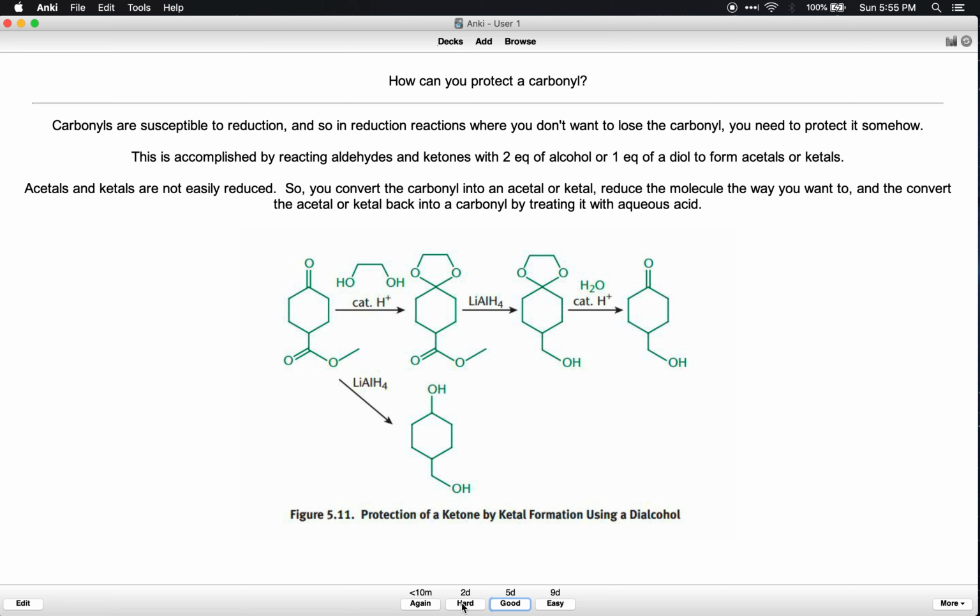Carbonyls are susceptible to reduction. So in reduction reactions where you don't want to lose a carbon, you need to protect it somehow. This is accomplished by reacting aldehydes or ketones with 2 equivalents of alcohol or 1 equivalent of a diol to form an acetal or ketal. Treating with aqueous acid reduces it back to the deprotected carbonyl. Okay.